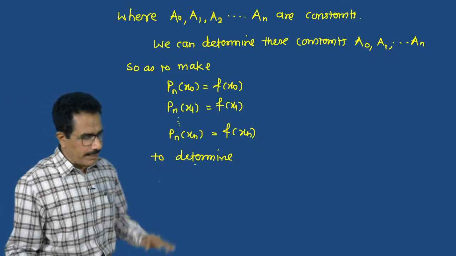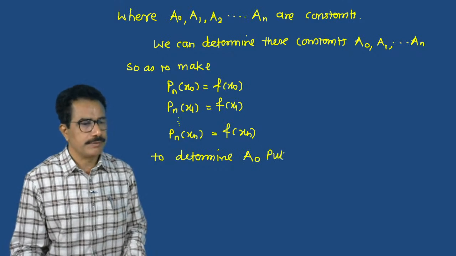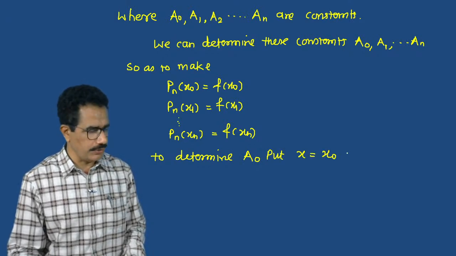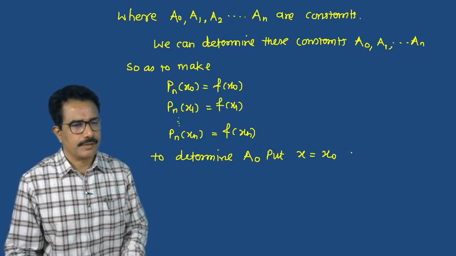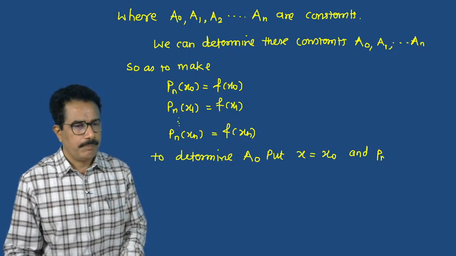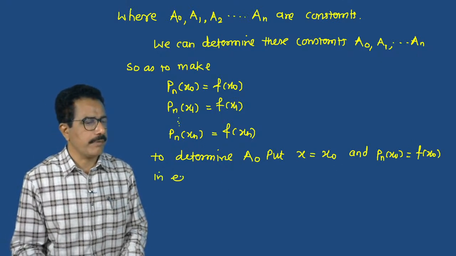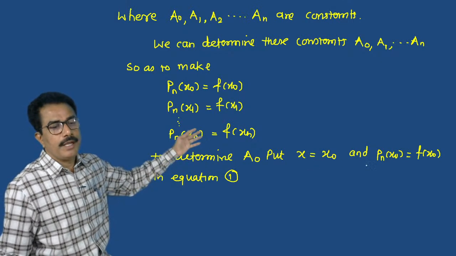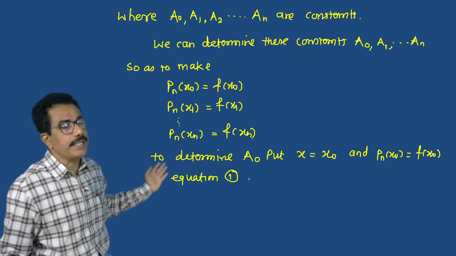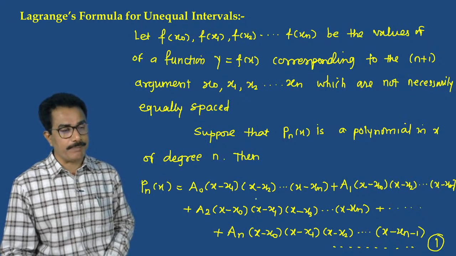Okay. Now to determine a0, आपण आता एक एक कॅल्क्युलेट करू. To determine a0, put x is equals to x0 and Pn of x0 is equals to f of x0 in equation 1. काय करणार? To determine a0, put x is equals to x0 and Pn of x0 means f of x0 in equation 1. आता पहा इक्वेशन 1 मध्ये x च्या जागी x0 ठेवल्यावर काय होतं पहा बरे.